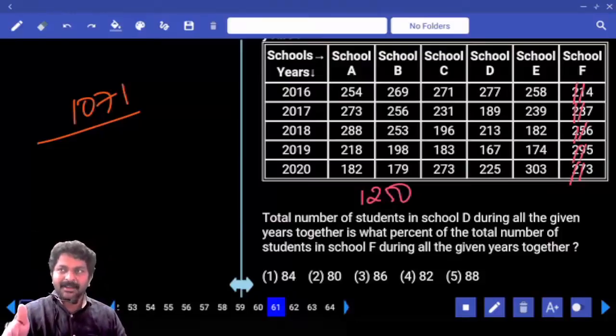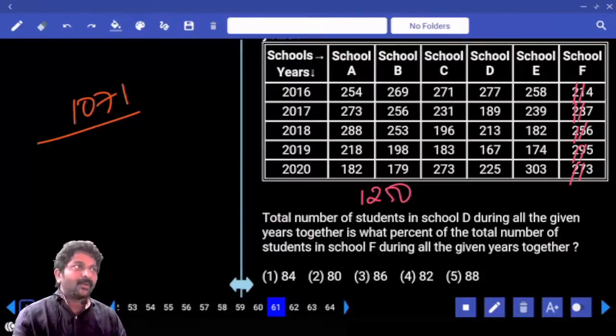I am not following the same order. I am choosing the numbers combination. Why am I doing that? Because to get round figures.